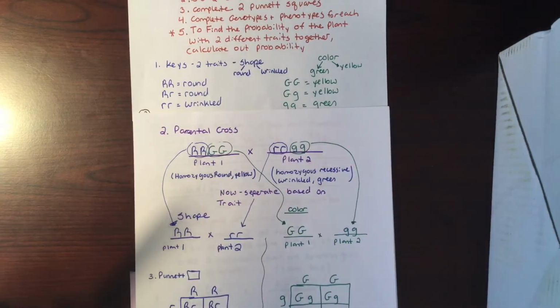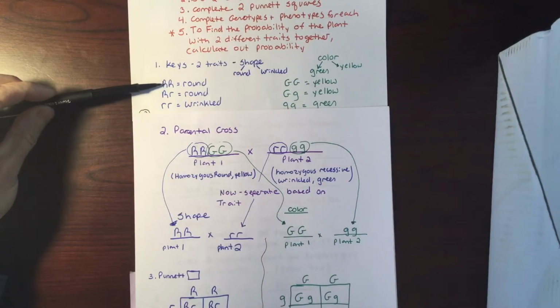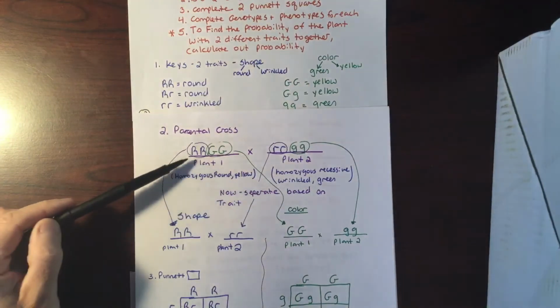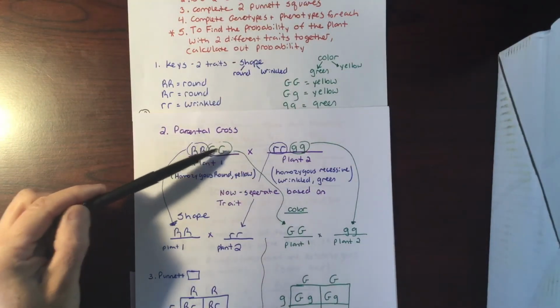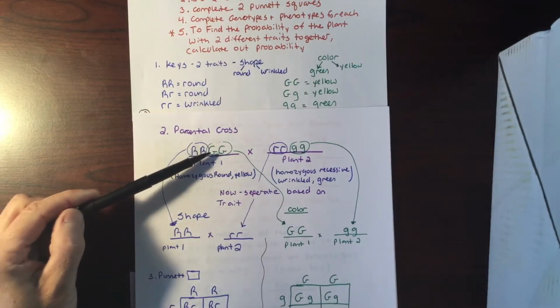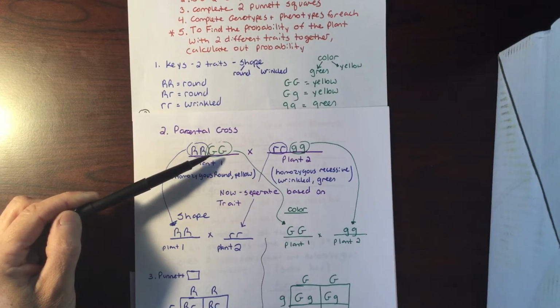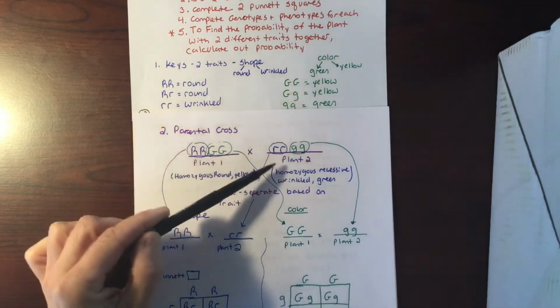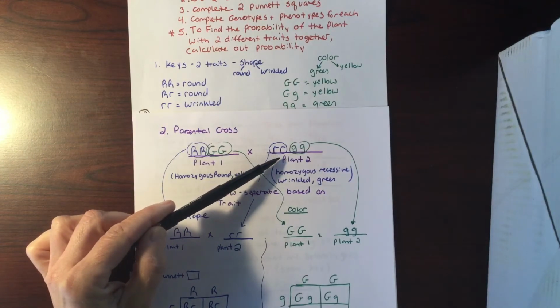So if we go back to that cross that you guys had on the top of the previous page, it says parent number 1 was homozygous round yellow. Homozygous round, big R, homozygous yellow, big G. I'm going to put both of those together. We're looking at both traits together here. So big R, big G. Plant number 2, homozygous recessive wrinkled green peas. Homozygous recessive, little r, green, little g. That was plant number 2.